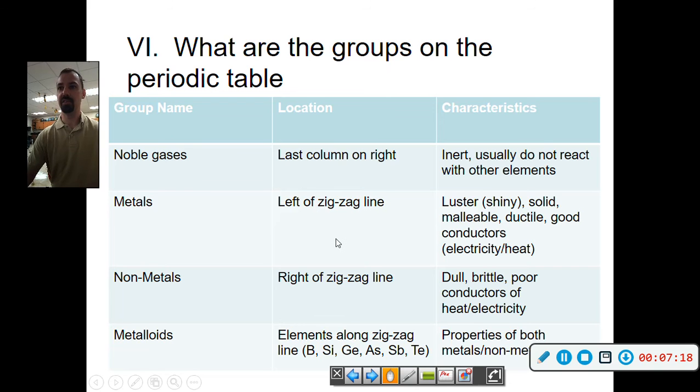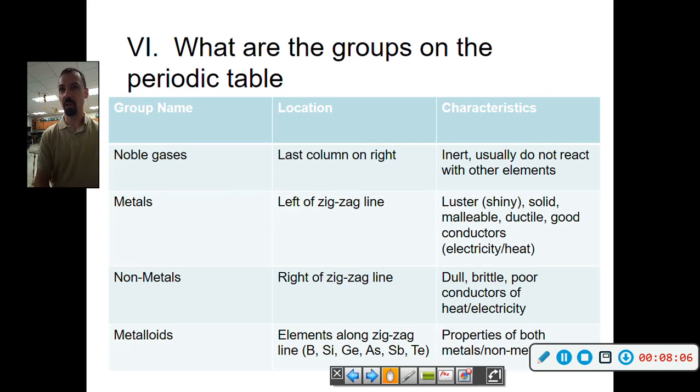Metals. There's a zigzag line I will show you towards the right side of the chart. Metals are on the left side of the chart, left of that zigzag pattern. What are their characteristics? They have a shiny luster. They tend to be solid. They are malleable, meaning they can be hammered out. Ductile, meaning they can be stretched out if they're heated up. And they're good conductors of heat and electricity. So they're used for electricity transmission sometimes, or heating up substances, and sometimes for making cooking items. But again, certain metals are better than others. Certain metals are toxic, so we have to be careful of that also.